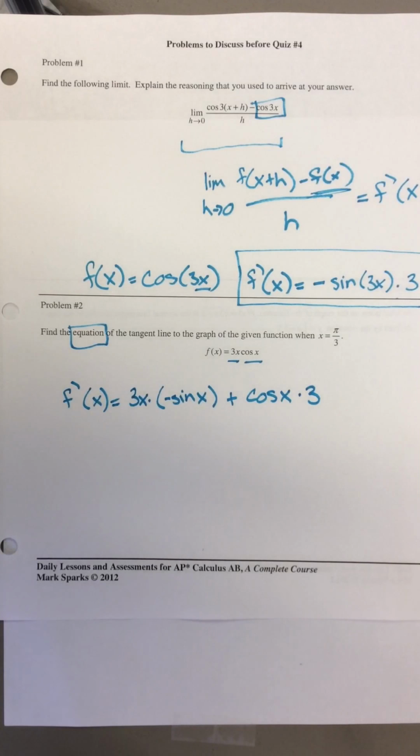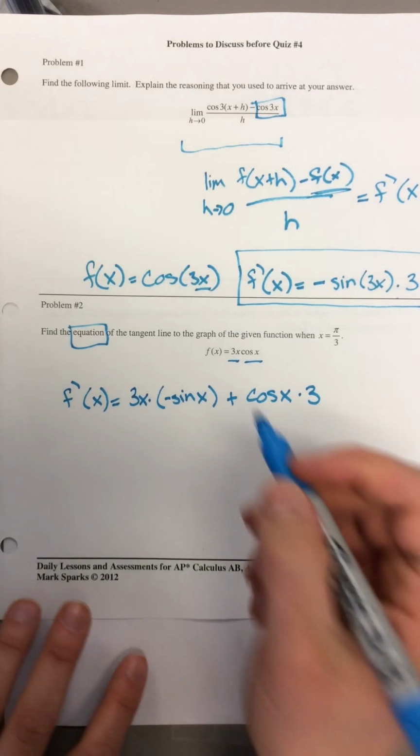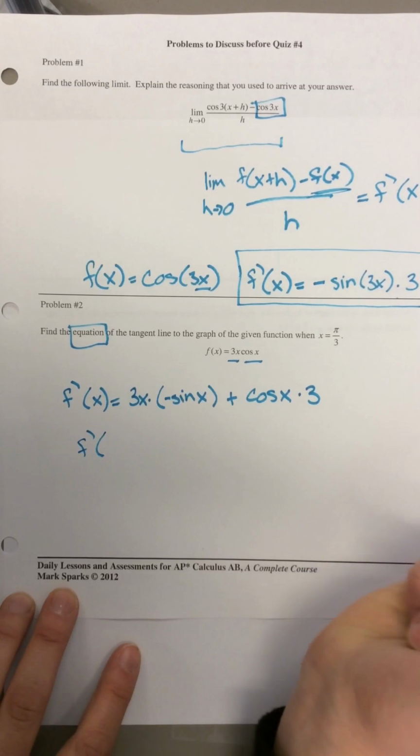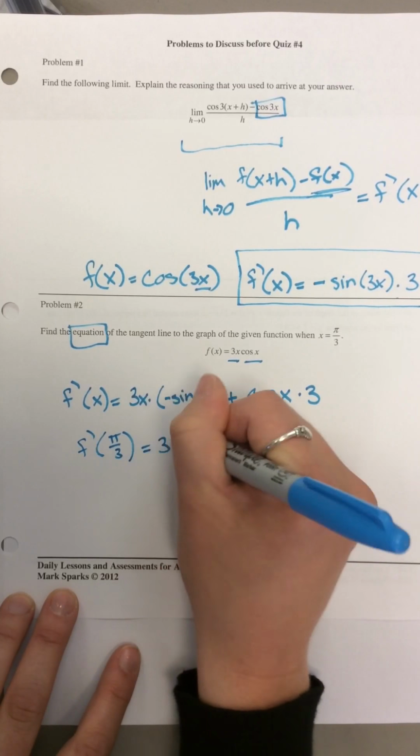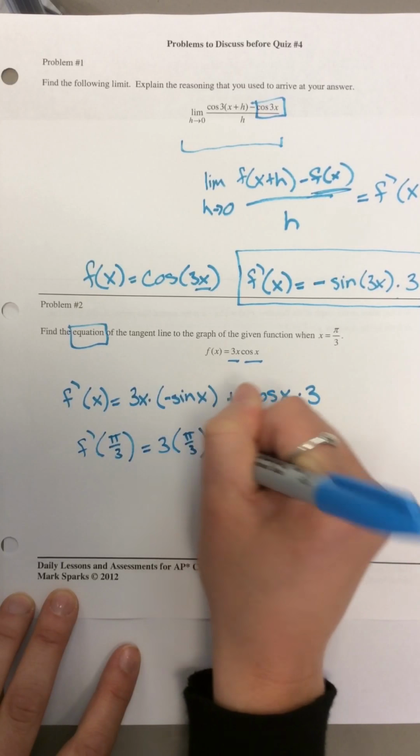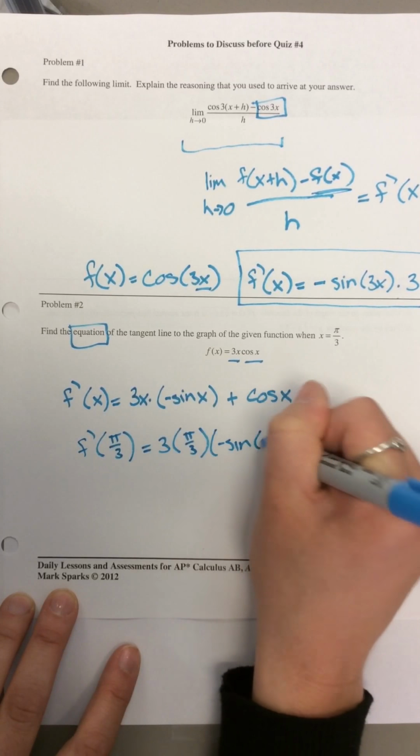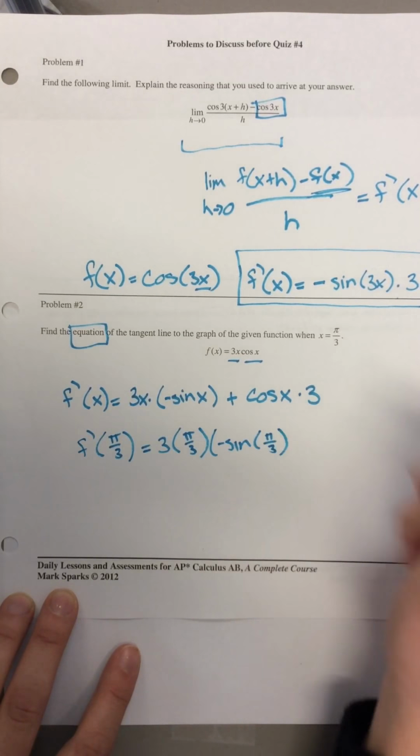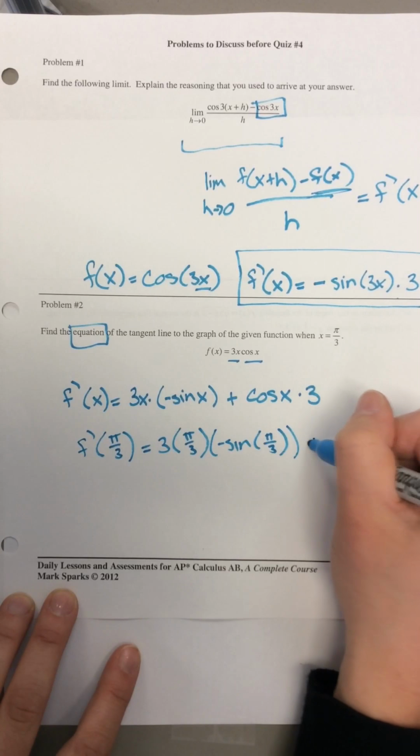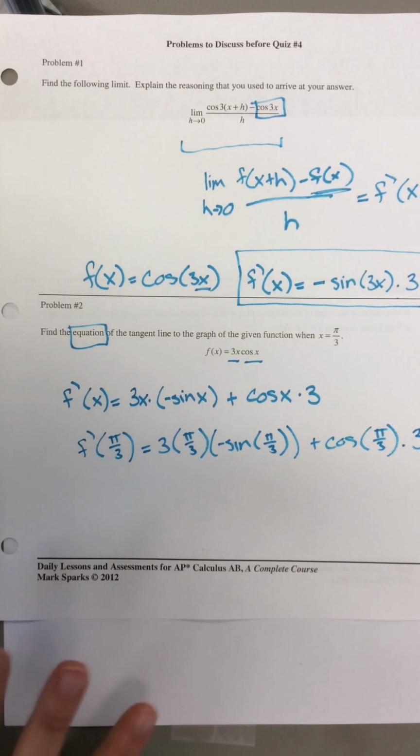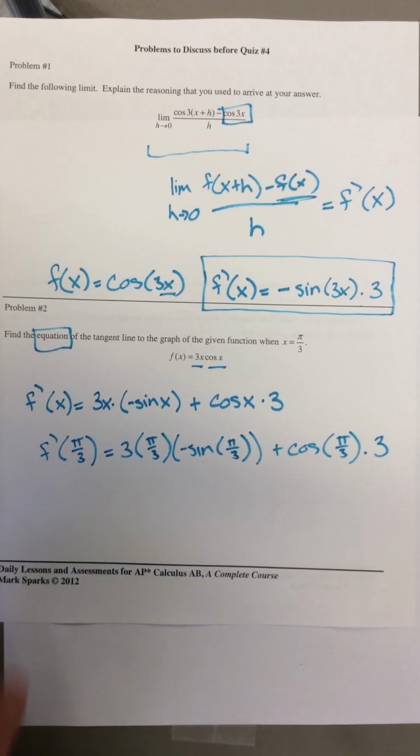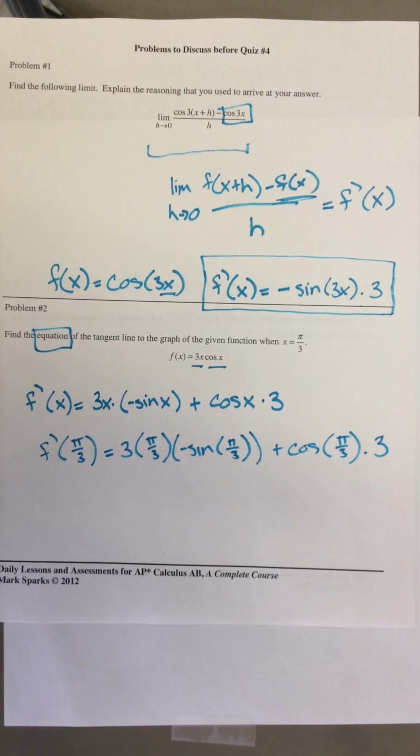So what's going to happen is you are actually going to go through and solve that. So I'm going to say f prime of pi over 3 equals 3 times pi over 3, negative sine of pi over 3, plus cosine of pi over 3. So now would be a good time to go through and actually try that. So what is negative sine of pi over 3?